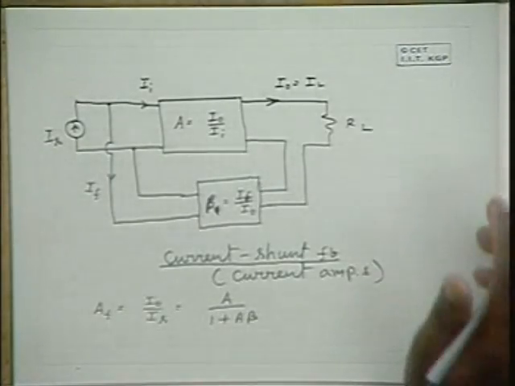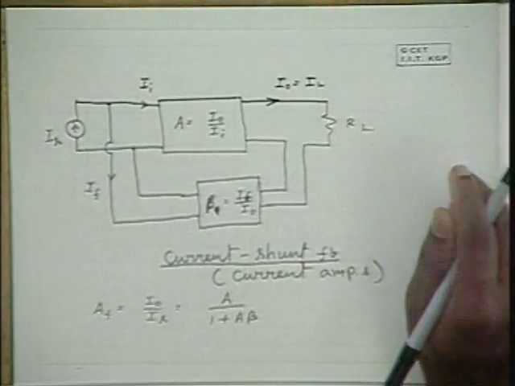So these are the 4 different connections possible depending on the input and output signals being current or voltage. Any questions so far? Questions?